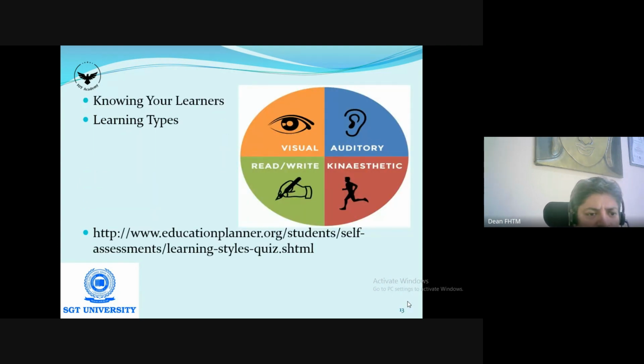Yeah. So first, know the different types of learners. Somebody, Pooja Nair, had mentioned VARK. So that is the full form of VARK, learner types. I have given a link.